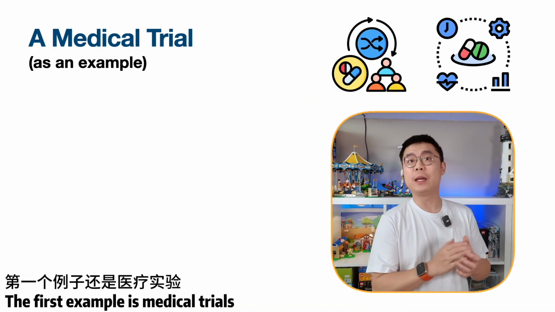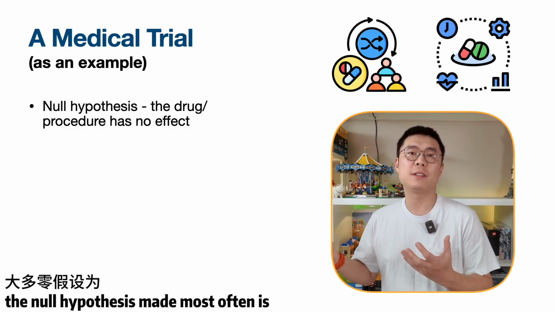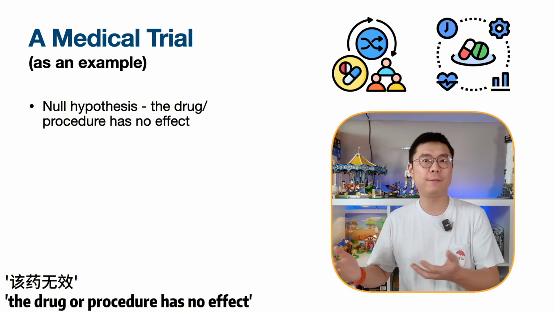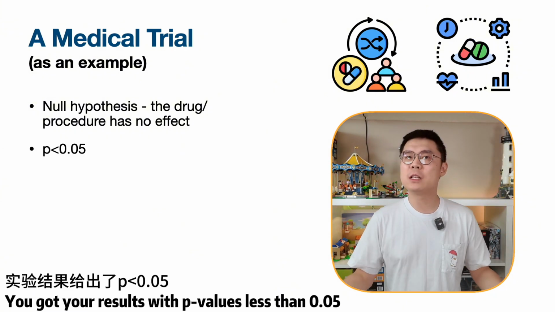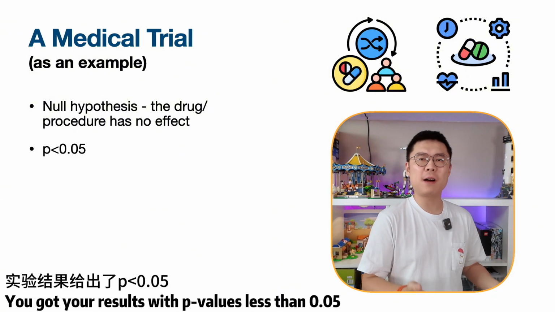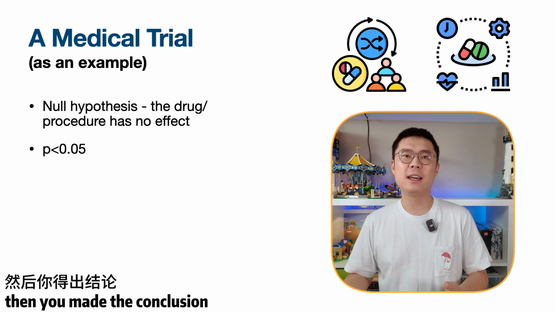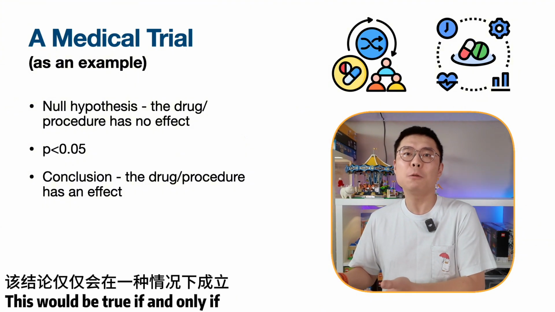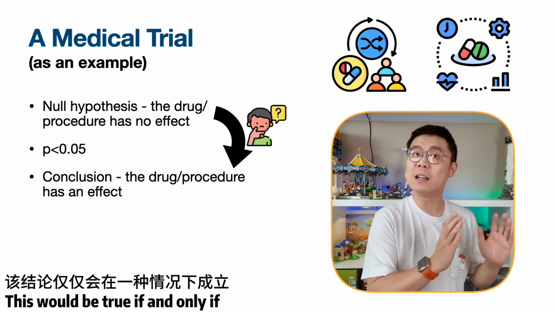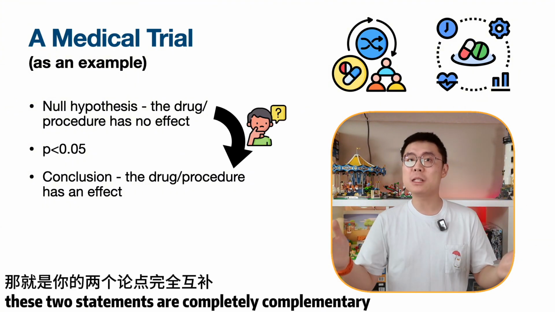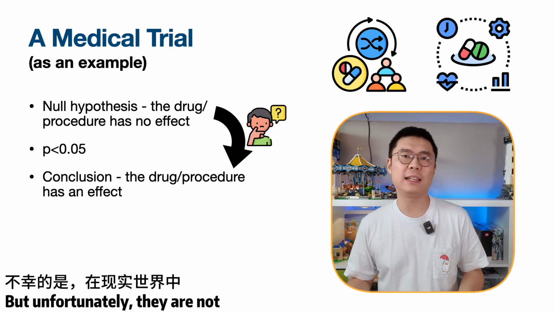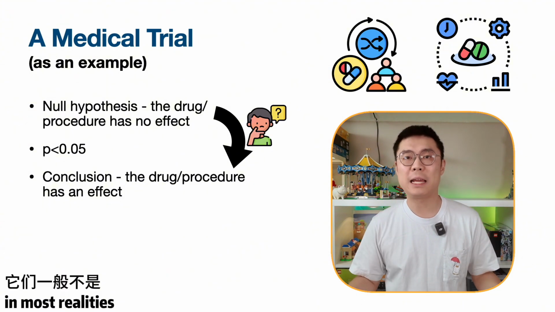The first example is medical trials. The null hypothesis made most often is the drug or procedure has no effect. You got your results with a p-value less than 0.05, then you made the conclusion saying the drug or procedure has an effect. And this will be true if and only if these two statements are completely complementary. But unfortunately, they are not in most realities.